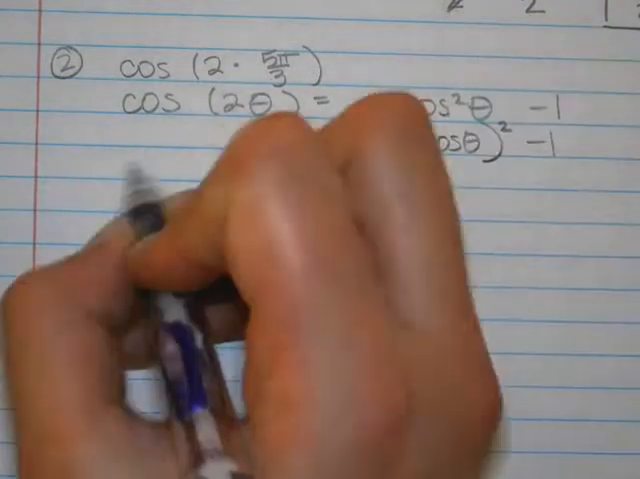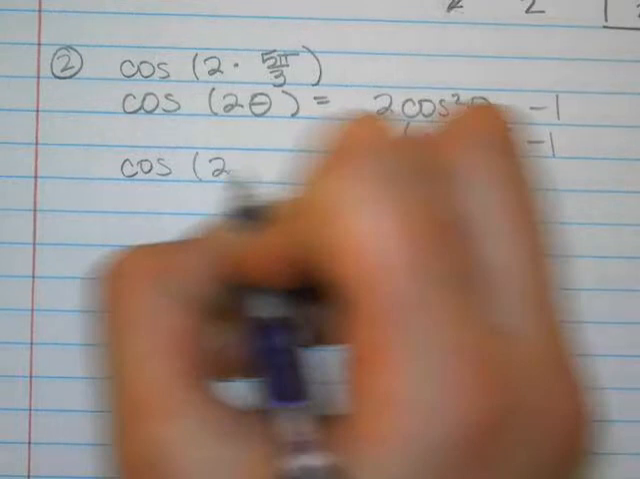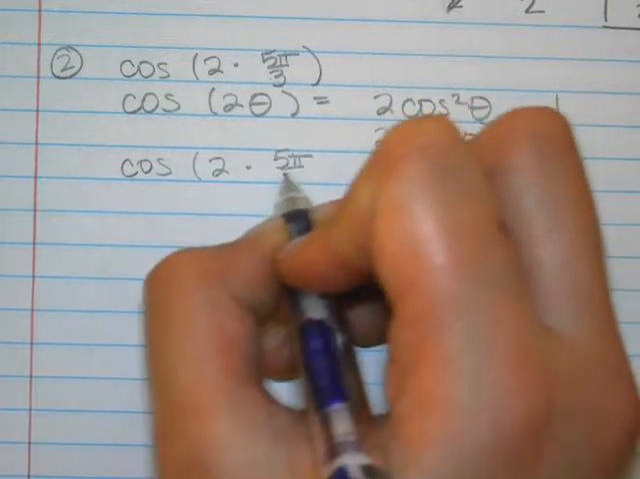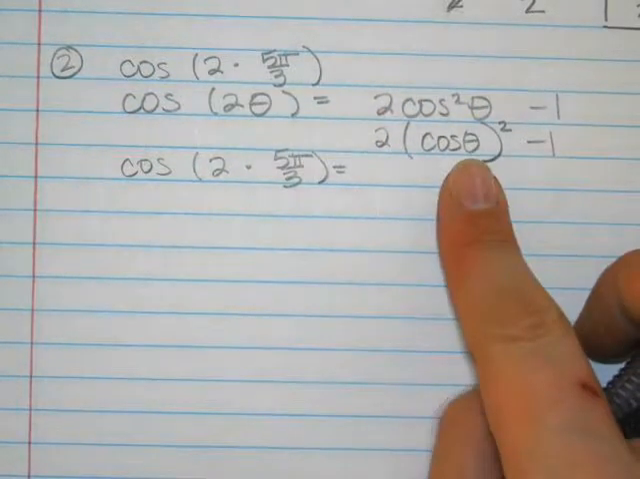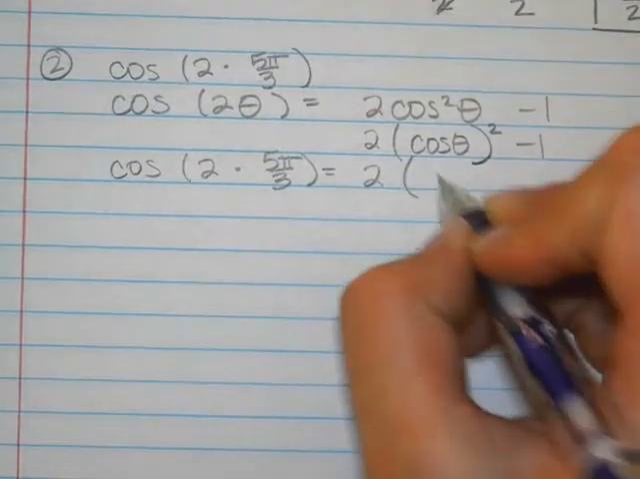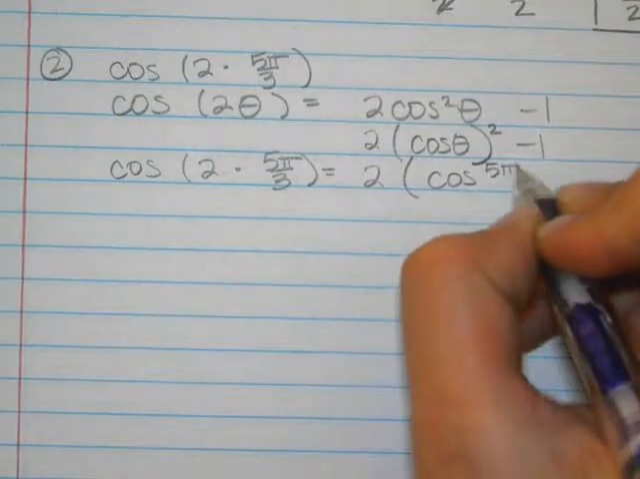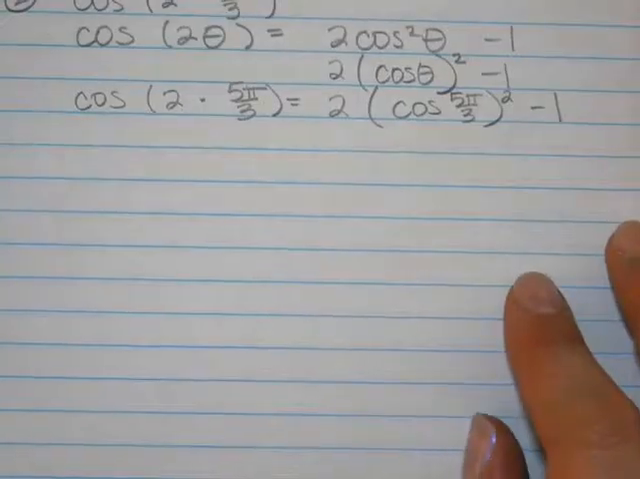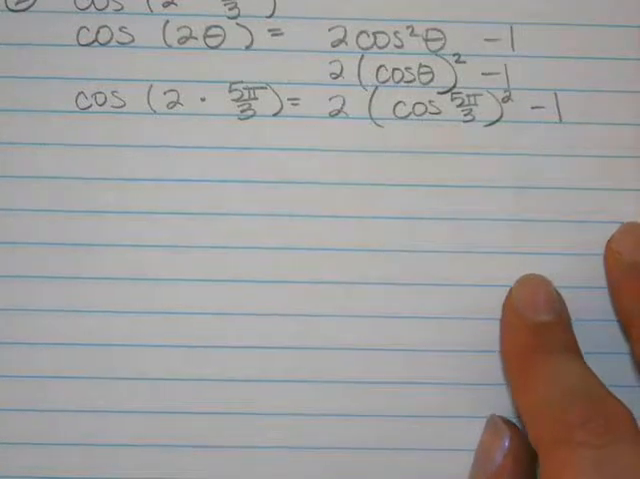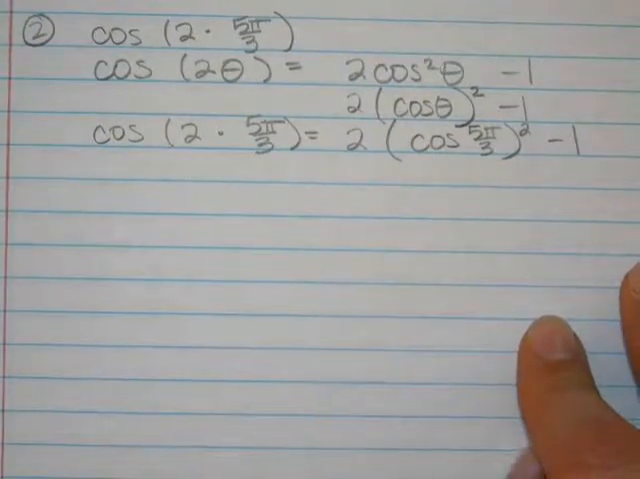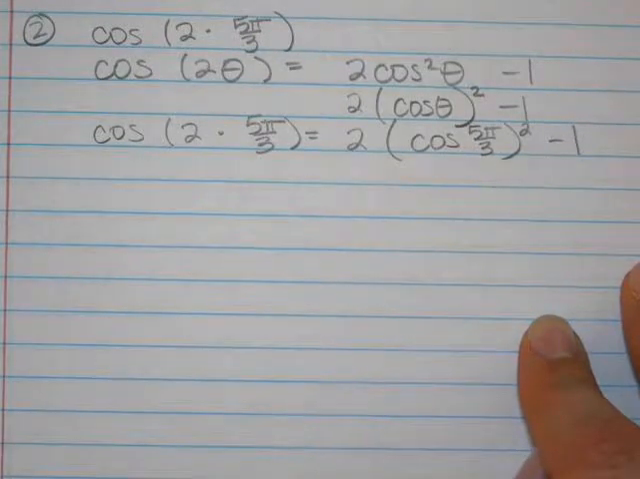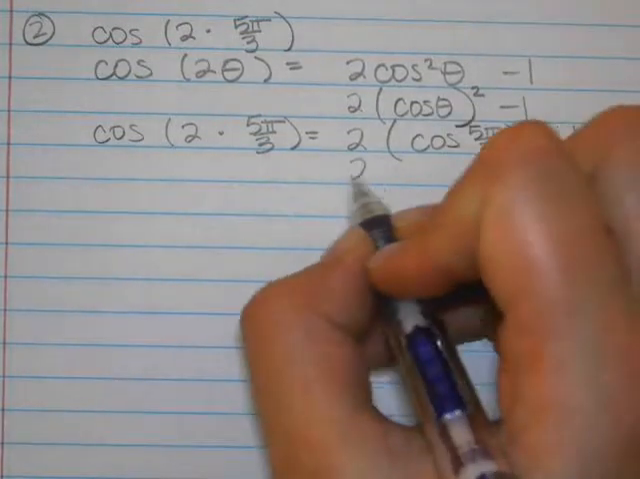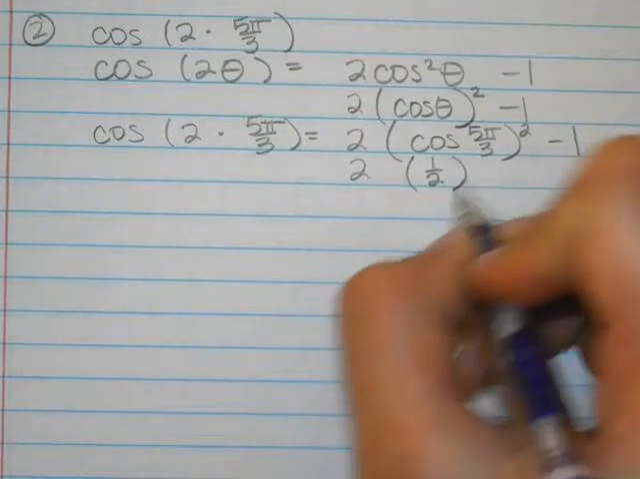Okay. So we have cos of 2 times 5 pi thirds, and then we'll go ahead and plug it into the formula. So that's 2 times cos of 5 pi thirds squared minus 1. And we already did the work. We already know what cos of 5 pi thirds is. What was it? You remember? It was 1/2. Okay. So that means we have 2 times 1/2 squared minus 1.